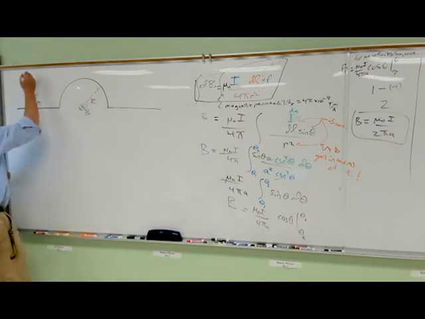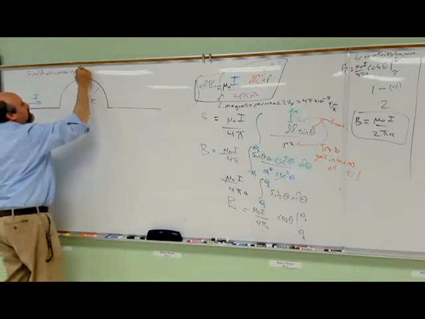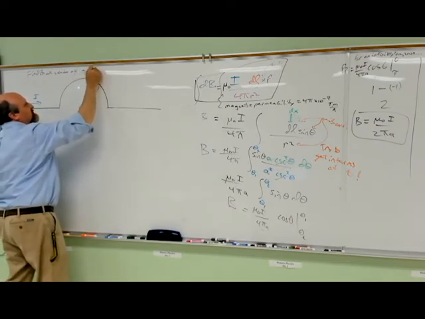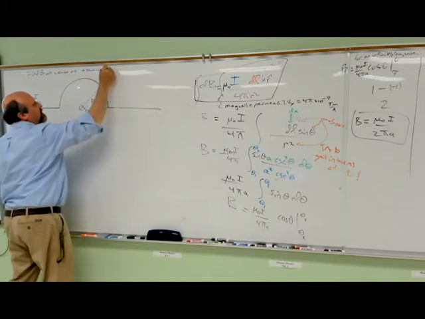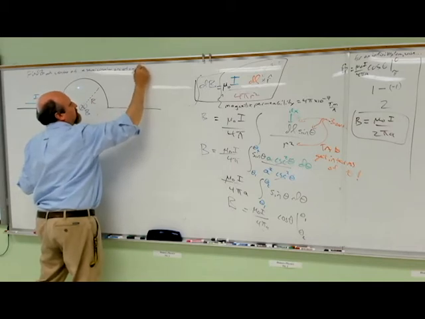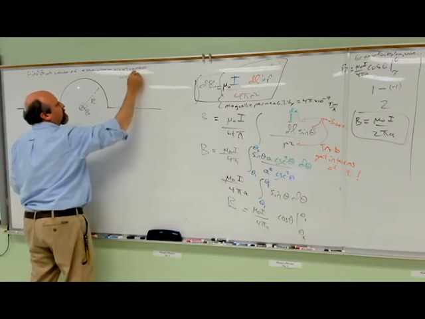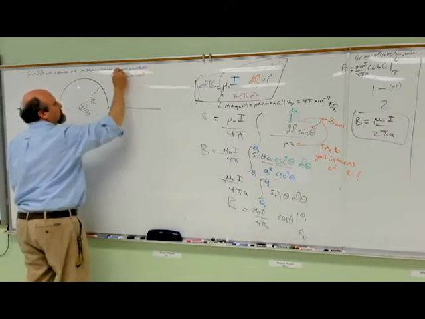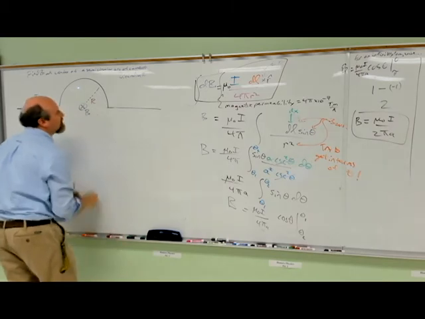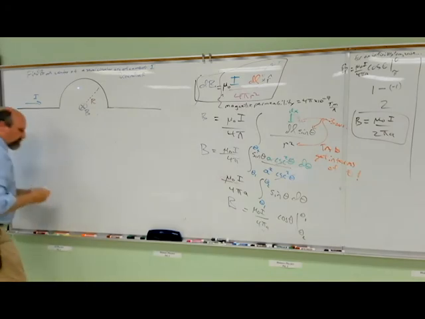Okay? So we're going to find B at the center of a semicircular arc of current, with radius big R, of current I. All right, here we go. So good enough.